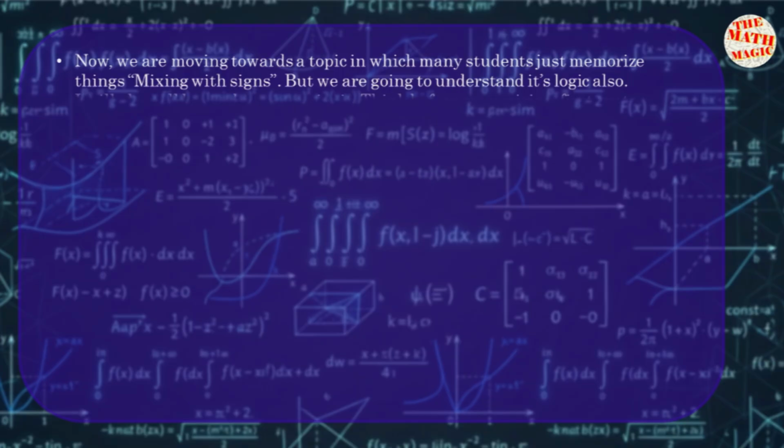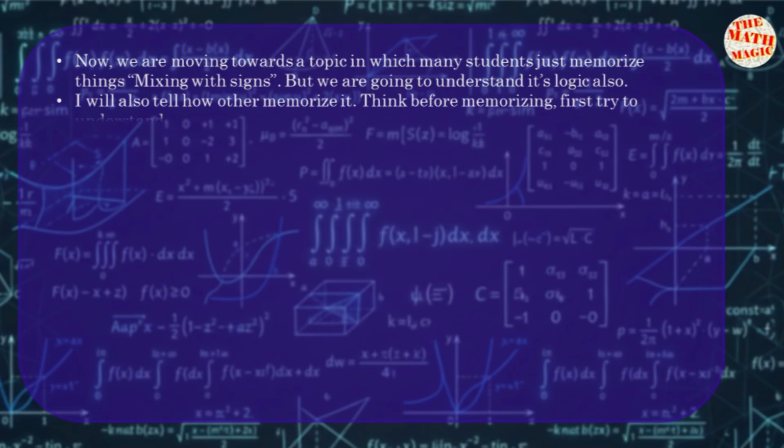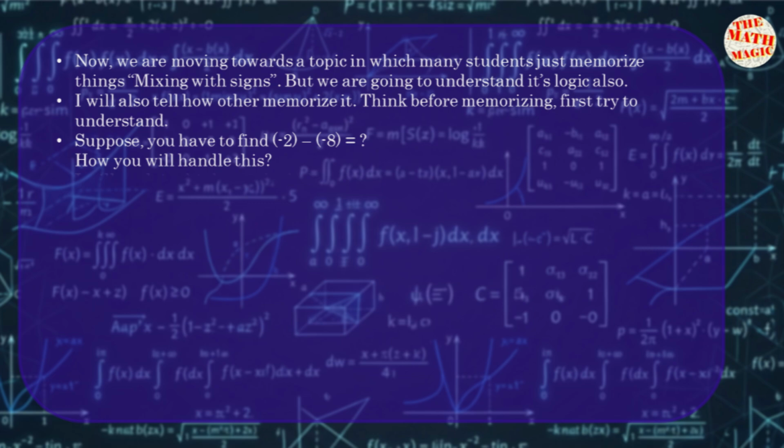Now, we are moving towards a topic in which many students just memorize things mixing up signs. But we are going to understand its logic also. I will also tell how others memorize it. Think before memorizing, first try to understand. Suppose you have to find minus 2 minus 8 equals what? How will you handle this?